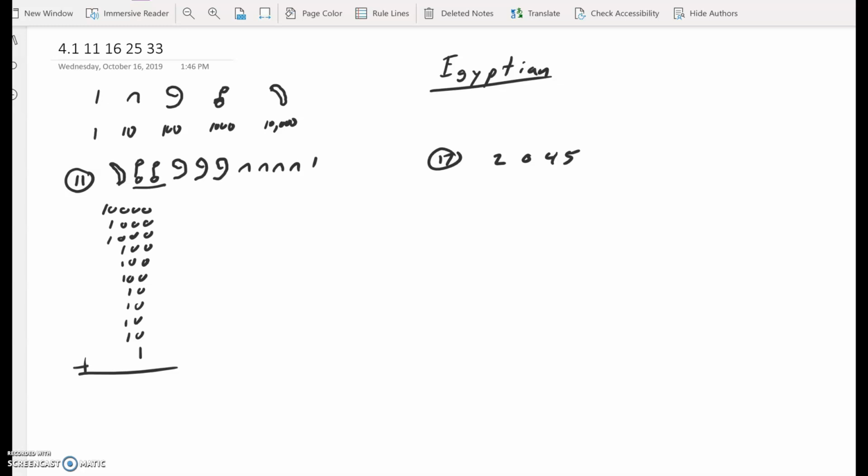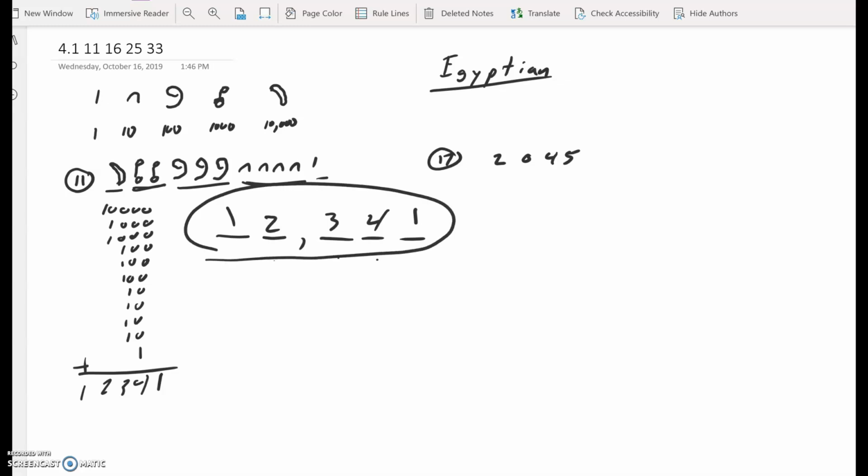but we don't really need to, because if we think about the place values here, this is the 10,000s place, the thousands, hundreds, tens, and ones. So we're going to need 1 in the 10,000s place, 2 in the thousands place, 3 in the hundreds place, 4 in the tens place, and 1 in the ones place. So 1, 2, 3, 4, 1, which is what all this would add up to. But I just don't feel like adding. I think it's faster to do this.